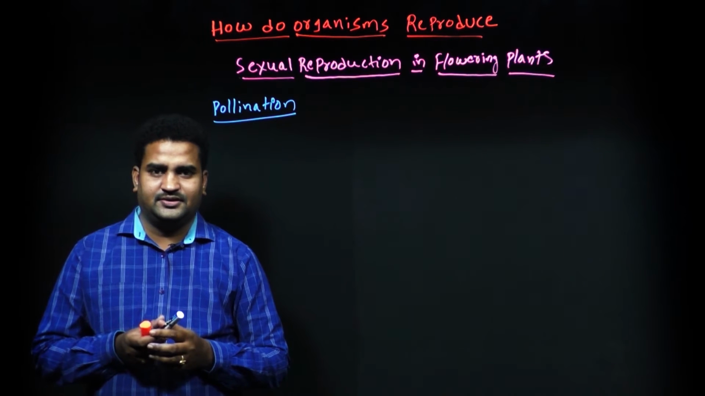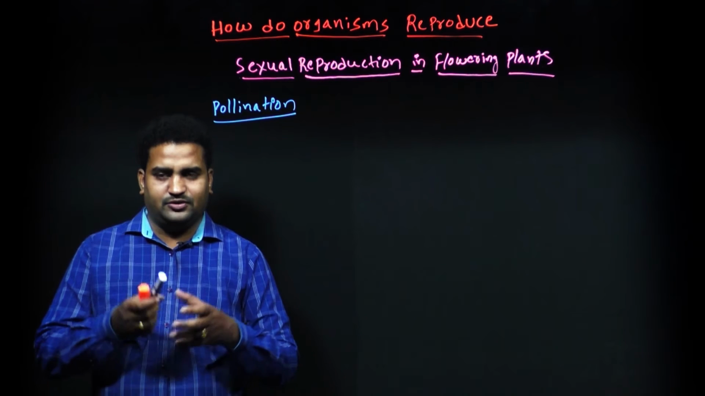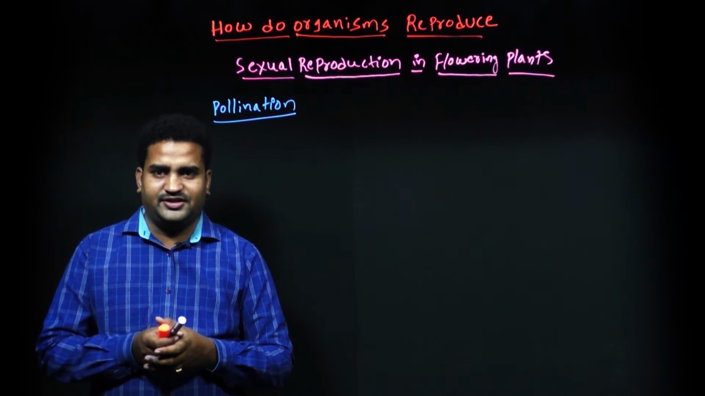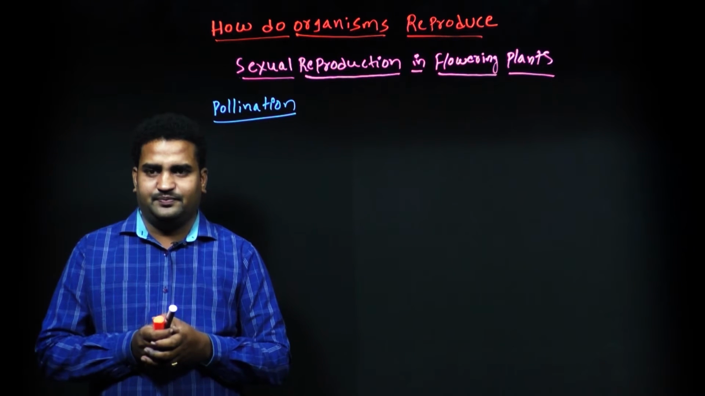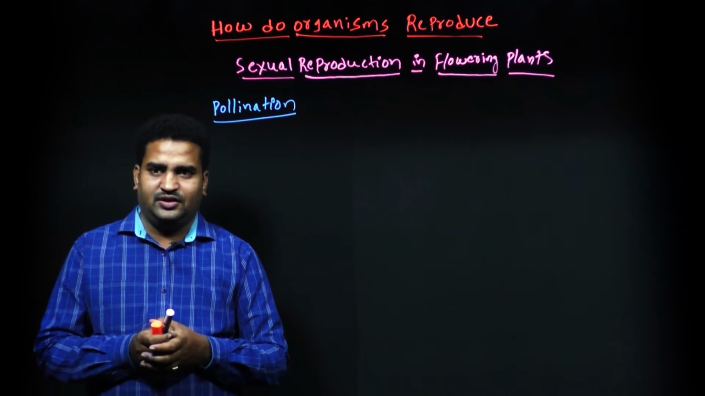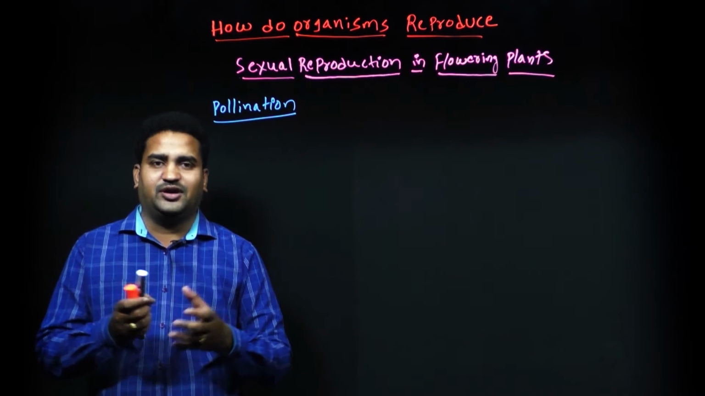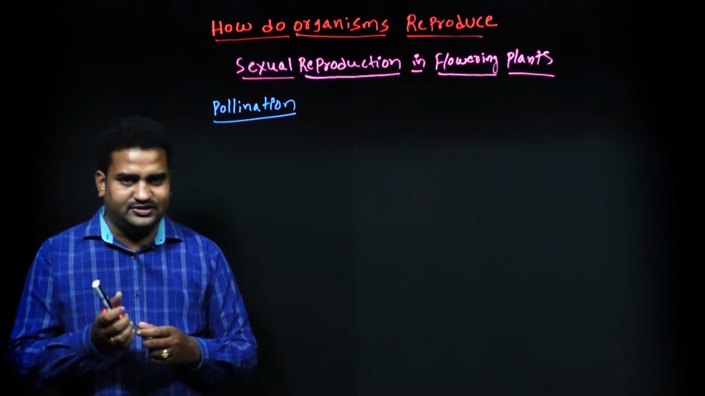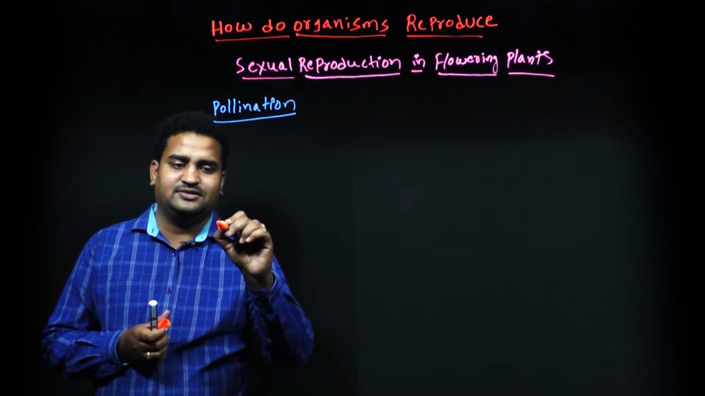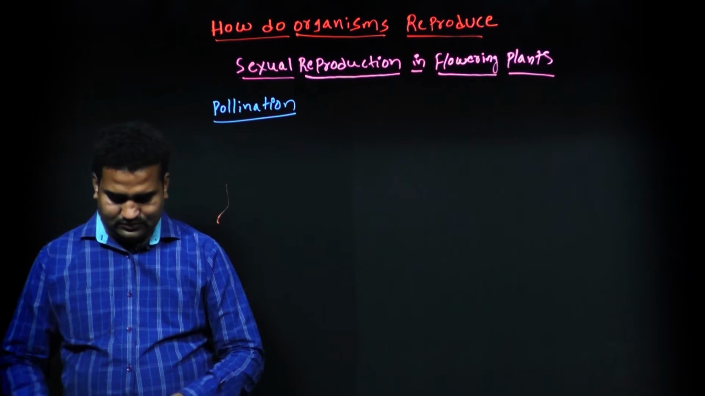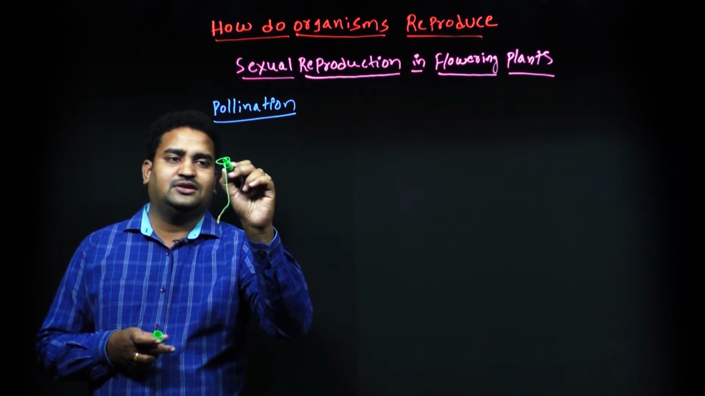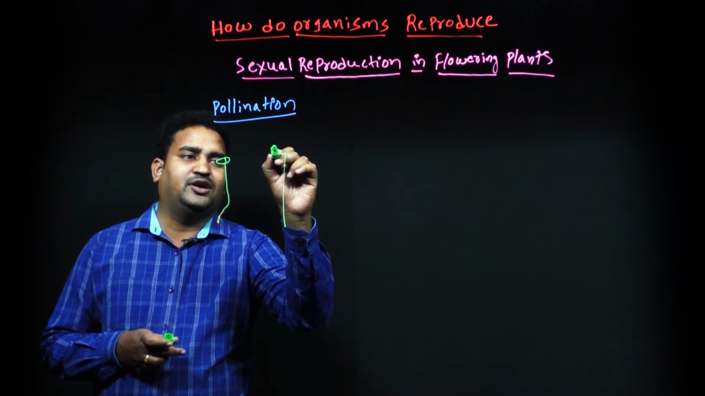Hello students, in this session we are going to know about pollination. So what is pollination? Transfer of pollen grains from anther to stigma is called pollination. So pollination means transfer of pollen grains from anther to stigma.